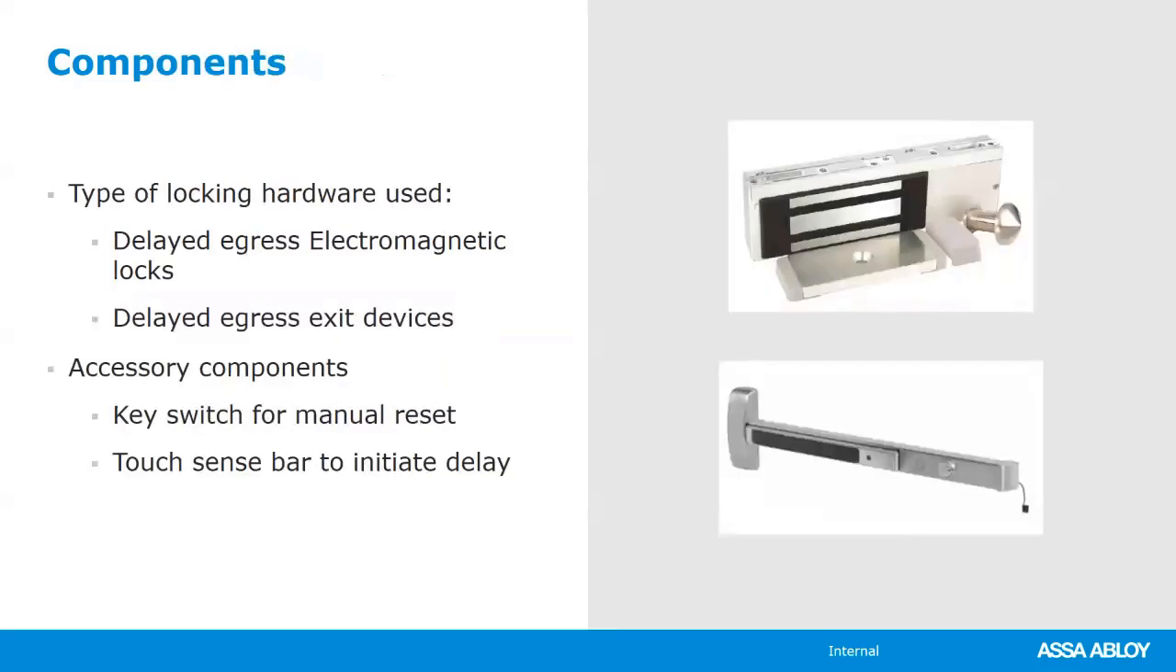There's 2 basic types of locking hardware. You can have the electromag lock, everything built into the mag lock as one unit, or you can have a delayed egress exit device with everything built in. And your accessory components, you could have a key switch for manual reset if there isn't one built in, but typically they will be. And depending on the type of mag lock, you may need a touch sense bar to initiate the delay process. Always look at the manufacturer's catalog to find out all the components that you will need.